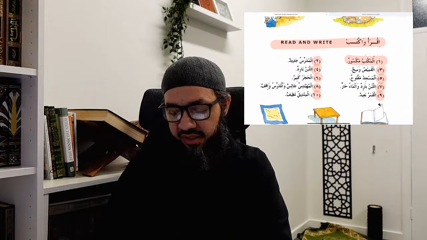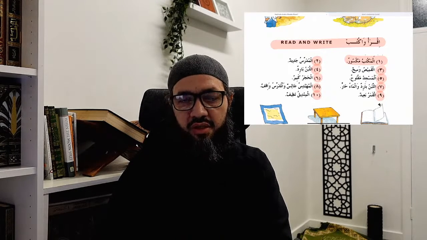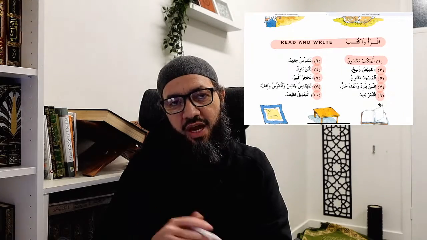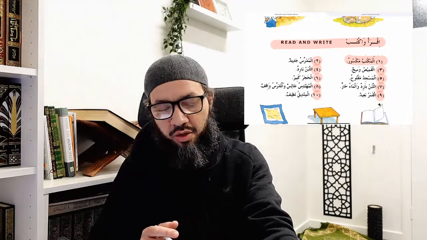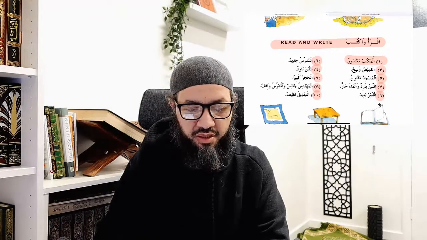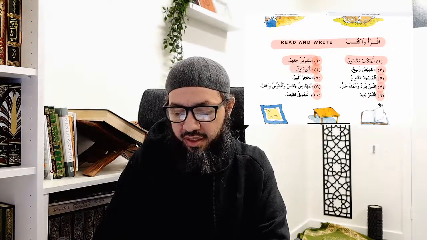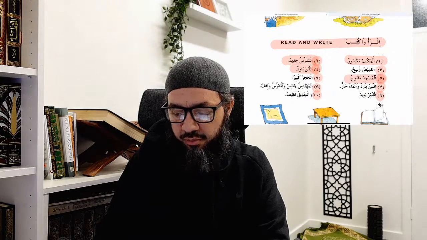So here you have sentences, right? The qamis is wasikh. Here's a mix of Arabic and English. Al-qamisu wasikh, is dirty, right? So the shirt is dirty. The teacher is new. The Lebanon is cold. The mosque is open.